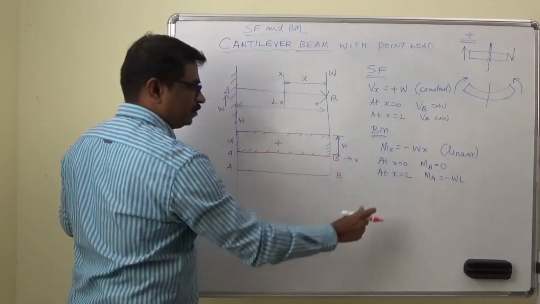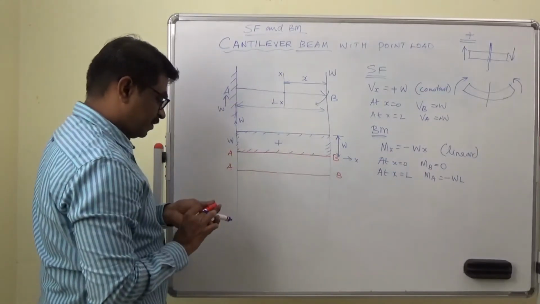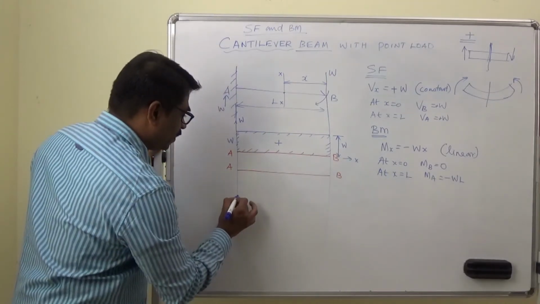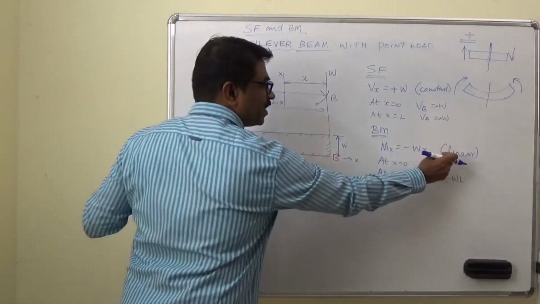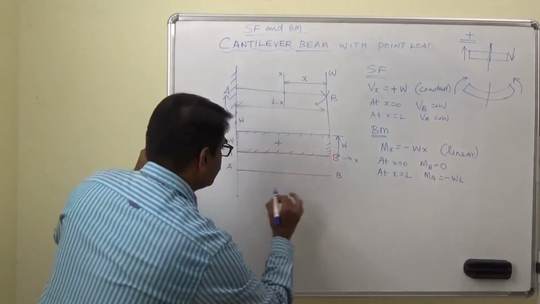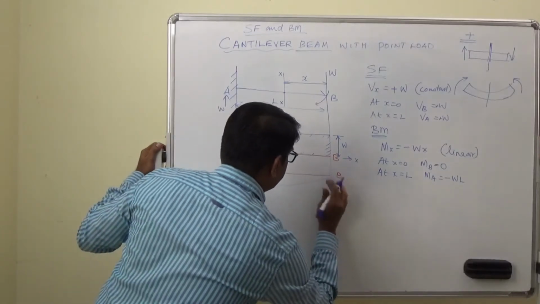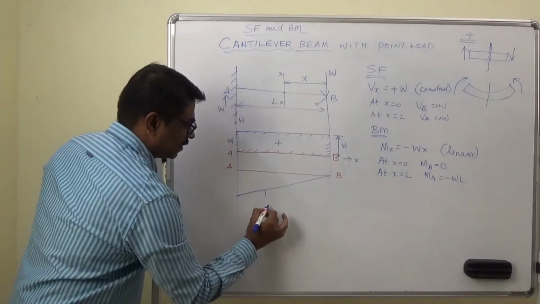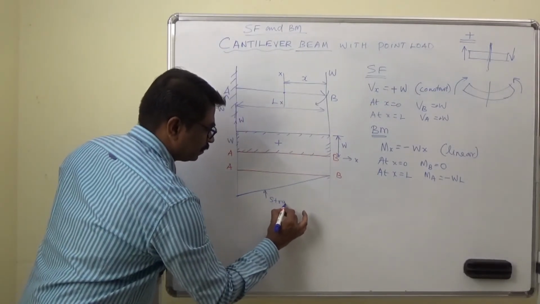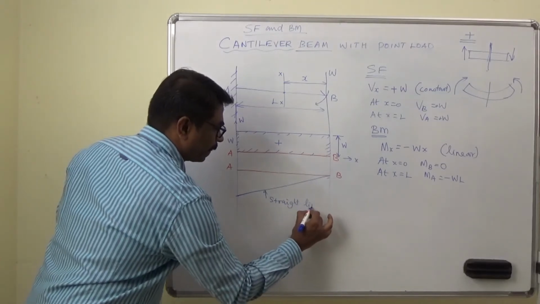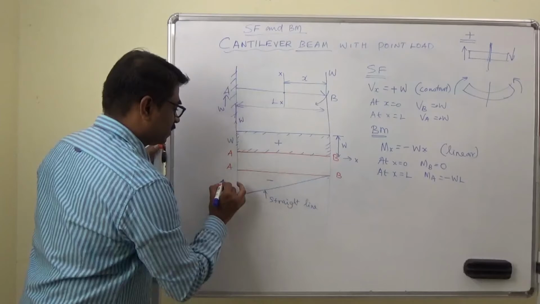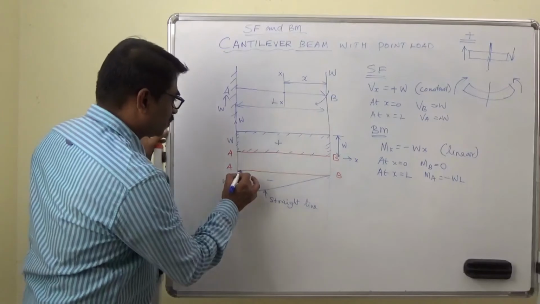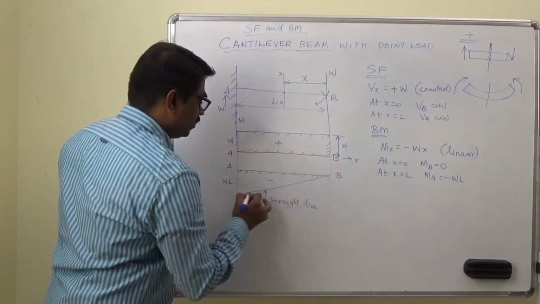AB, at B, 0, at A, minus W into L, and the variation is linear. So I have to draw a straight line. And it is minus, what is the magnitude? W into L. Here also you can hatch, even if you leave it, not an issue.